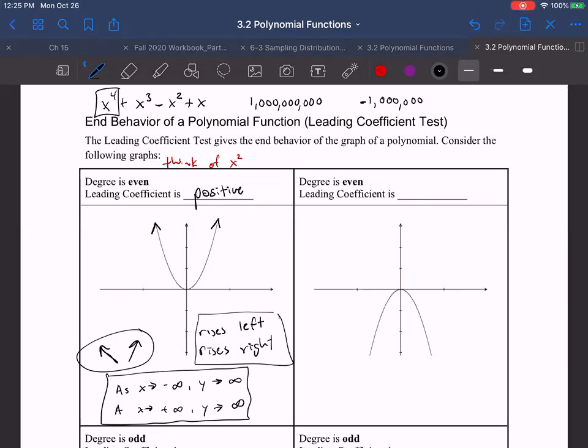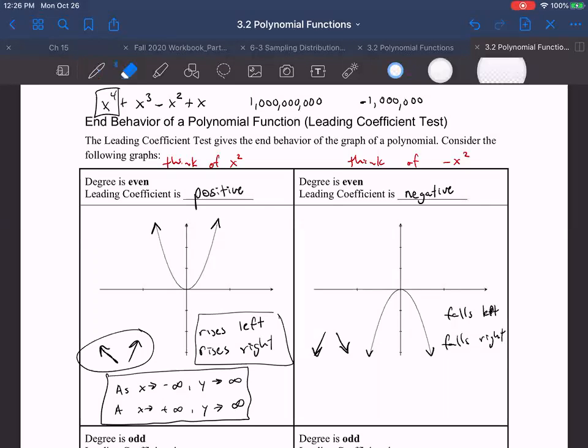The next one is if the degree is even and the leading coefficient is negative. If the leading coefficient is negative, you're basically thinking of a negative x squared graph. This has a negative out in front of it, and so it's a vertical flip, right? It's a flip over the x-axis for our graph, and therefore it's going down to the left and down to the right. So I would draw that kind of like this, arrows pointing down to the left and down to the right. We could also say this as falls left and falls right. Both of those would be correct ways to put it.